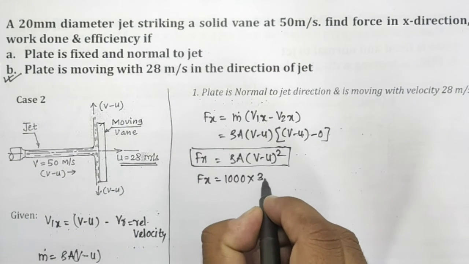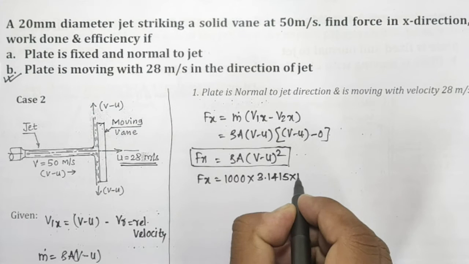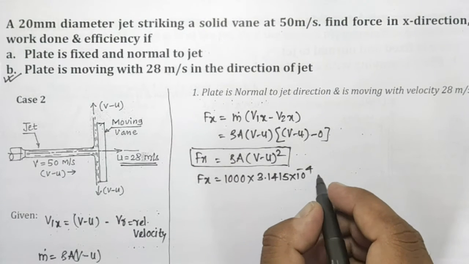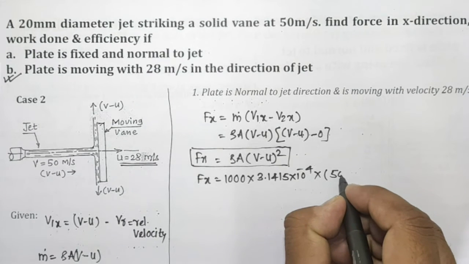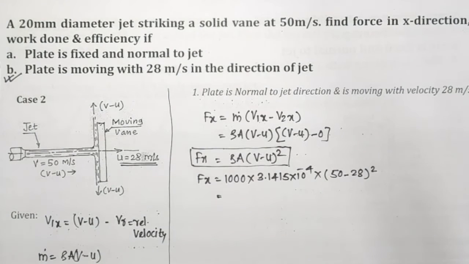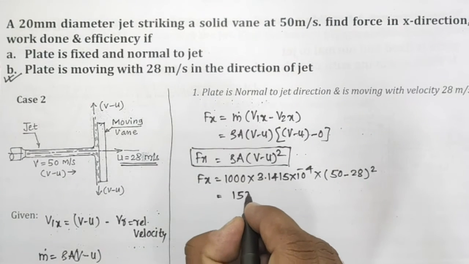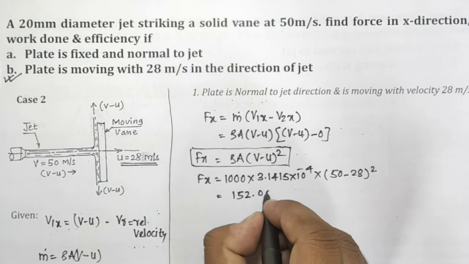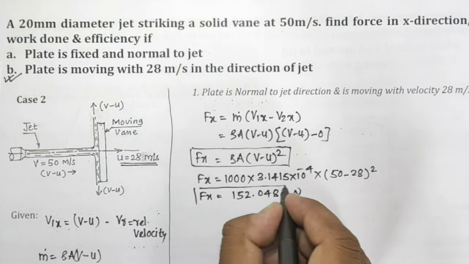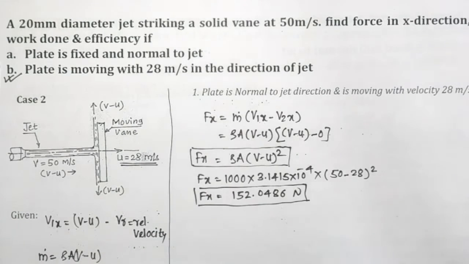1000 into 3.1415 into 10 raised to minus 4. Already we have found out this value of area into (v is 50 minus 28) squared. So we will get that particular value as 152.0486 Newton. You can carry out that particular calculation on your own also.